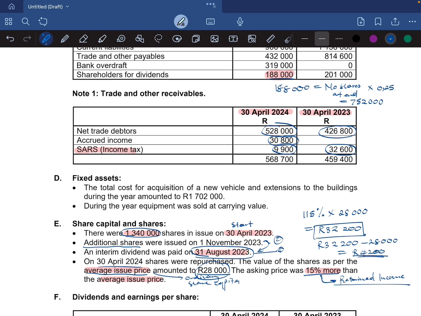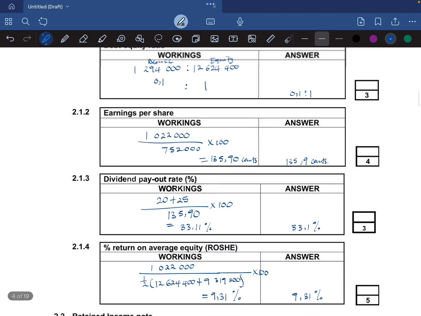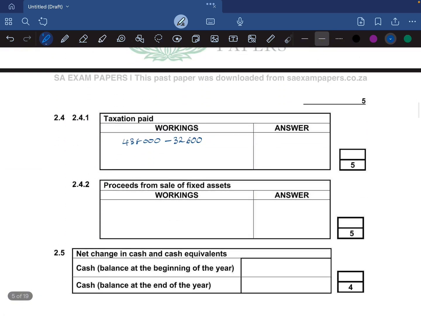So this simply means that we have overpaid SARS such that it is now a receivable. We have overpaid SARS. This tax is overpaid. Okay, so now since it is overpaid, we are going to say it is a cash outflow. So we're going to add it on our cash outflow. So it's 9,900. Okay, then now our total taxation paid is, let's just quickly calculate, 415,300. So that's 415,300, and you need to indicate it's an outflow.